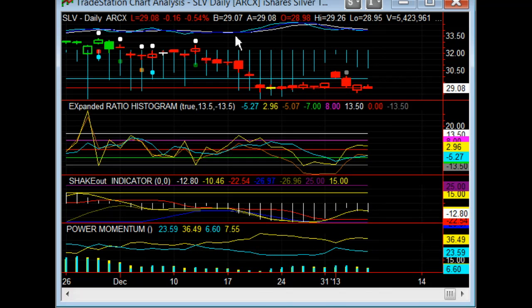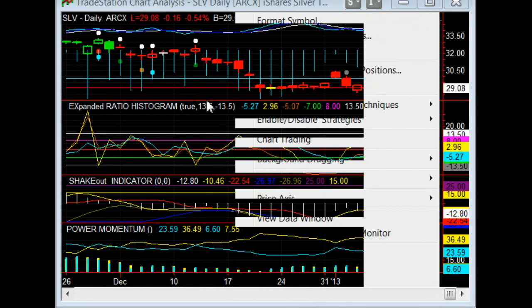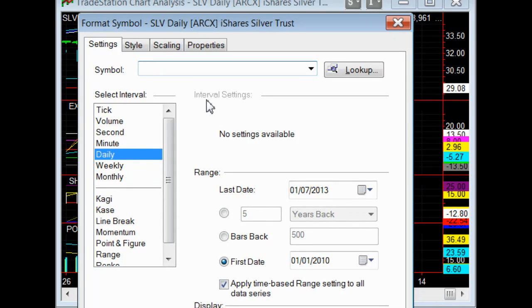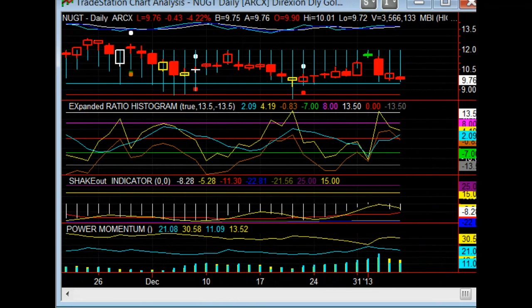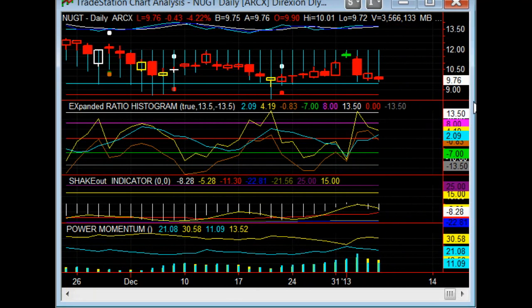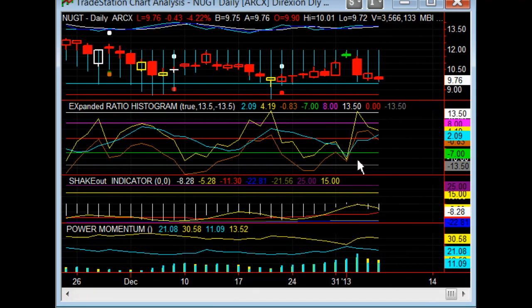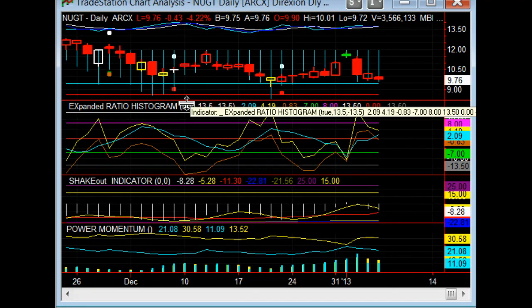NUGT. Never heard of that one, so let me go ahead and put that one. Well, maybe I've heard of it, just didn't know the symbol. NUGT. Oh, it's a directional. Okay. Of what? Gold miners. Okay, 3 times. I didn't even know such ETF existed. I should play this one more often. Thanks for the heads up on it.